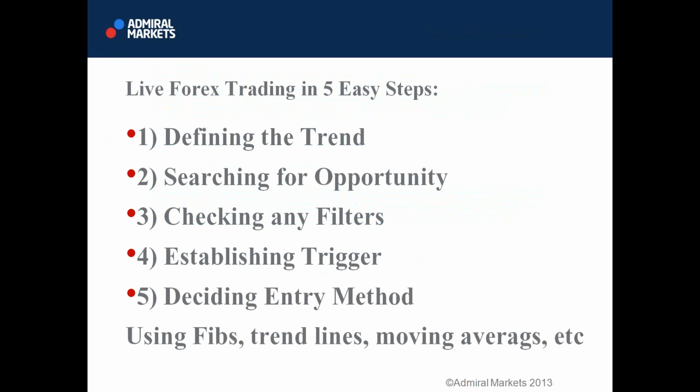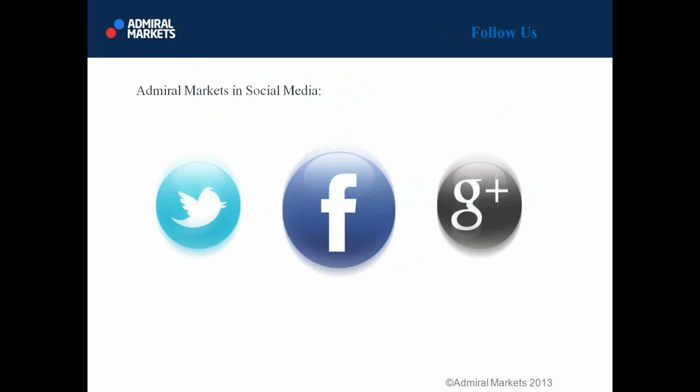Alrighty, with that risk disclaimer behind us, we're going to take a look at these 5 steps primarily: defining the trend, searching for opportunities, checking filters, establishing the trigger, and then looking for the entry method. Our primary focus will be fibs, trend lines, moving averages, but occasionally some other things as well. So that's the main framework. Today we branded the session as intraday trading, in fact. Tomorrow I think we have moving averages, but we'll check in just a second.